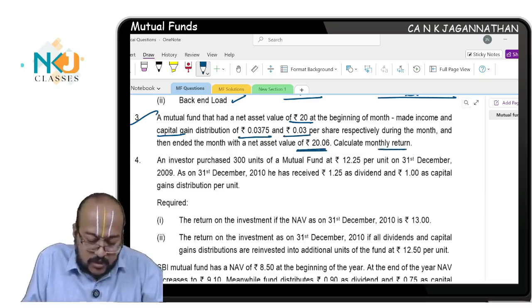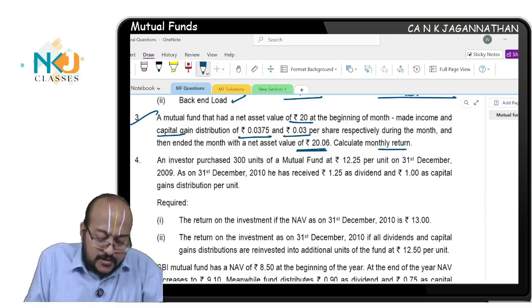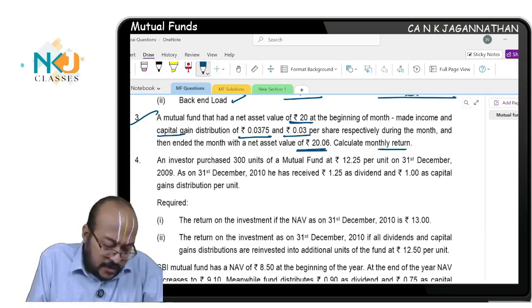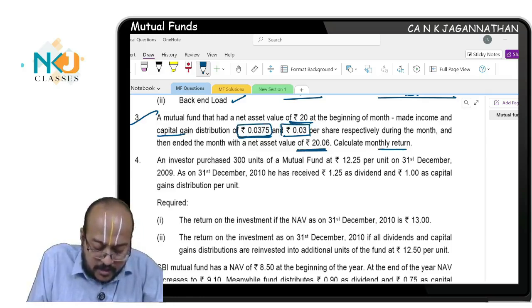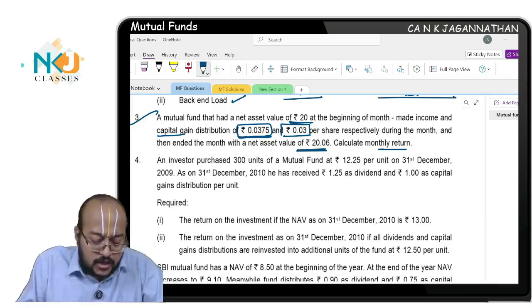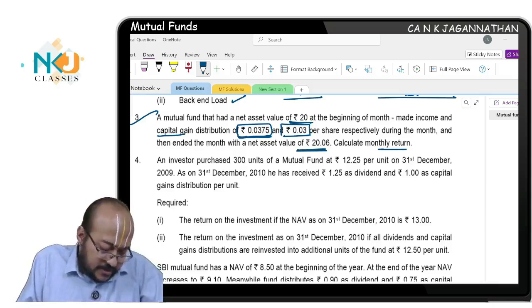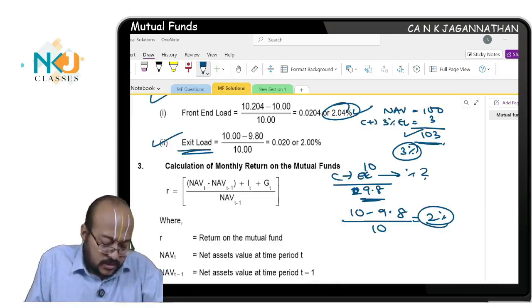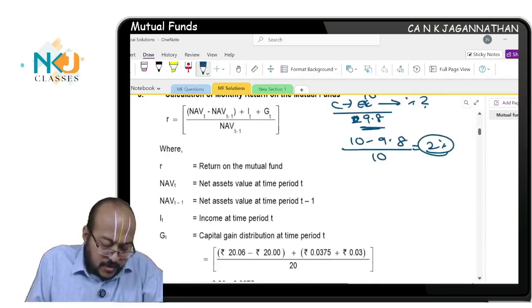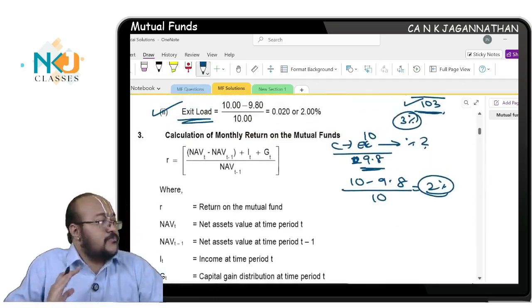Calculate monthly return. See, the fund has net assets value of 20 at the beginning of the month. Okay, and they have made income and capital gain distribution of this much, which means income distribution 0.0375 and capital gains distribution 0.03 per share. And then ended the month with a net assets value of 20.06. Very simple and straightforward question. See what is happening. How to find the return from the mutual fund?